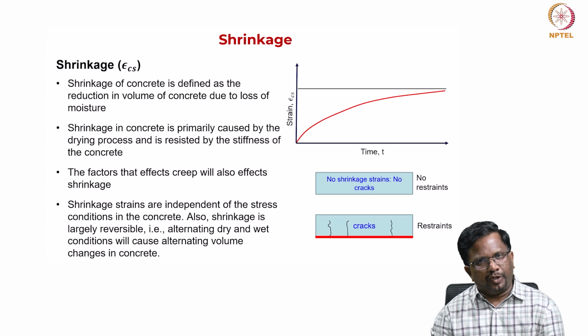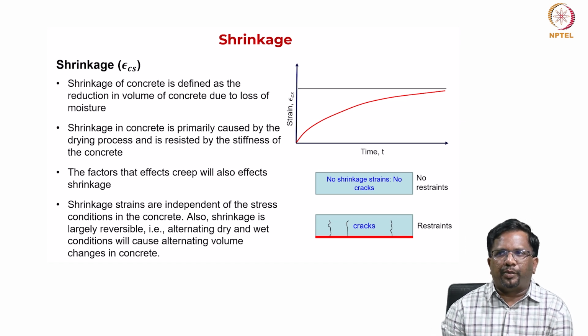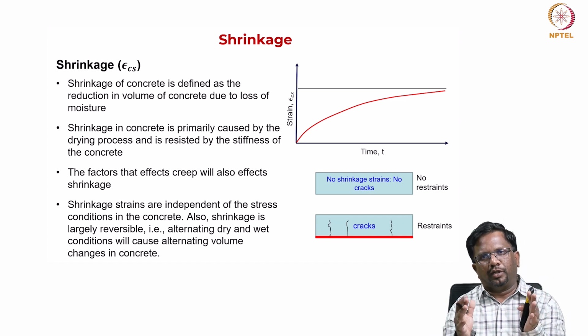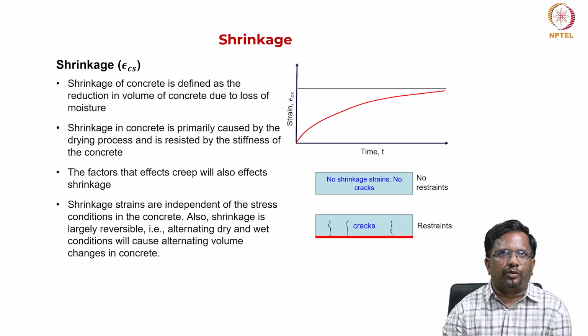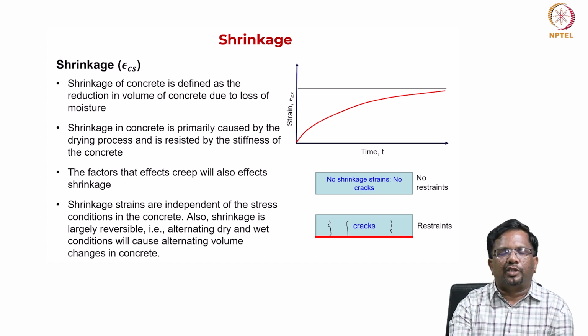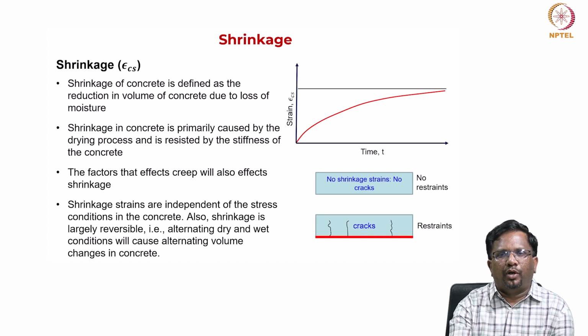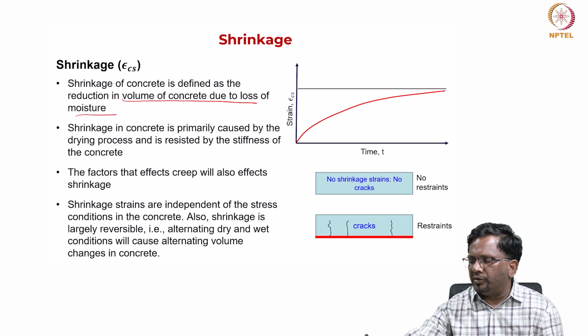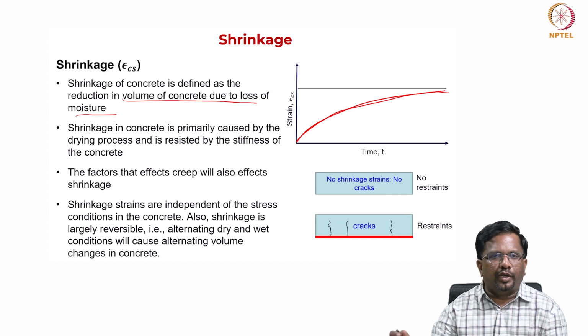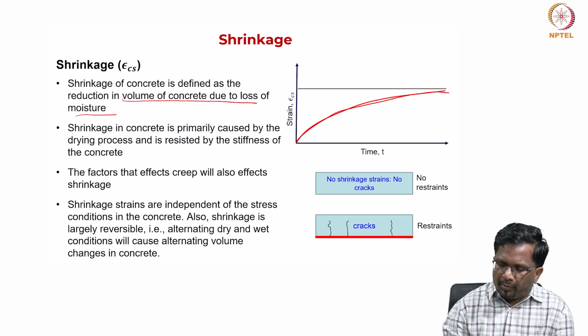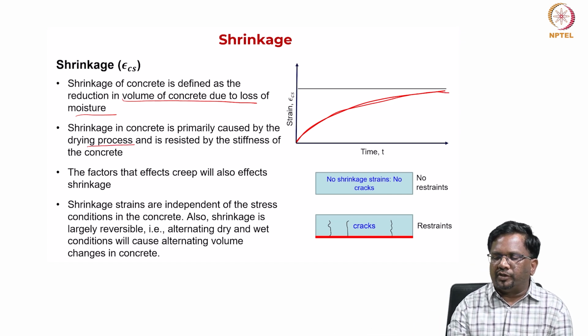Now we have spent quite a bit of time on creep. Now let us focus on what shrinkage is. Shrinkage, as the name indicates, is a volumetric contraction. Shrinkage of the concrete is defined as the reduction in volume of concrete due to loss of moisture. Shrinkage strain also evolves over a period of time. Typically it is caused by the drying process and is resisted by the stiffness of the concrete.